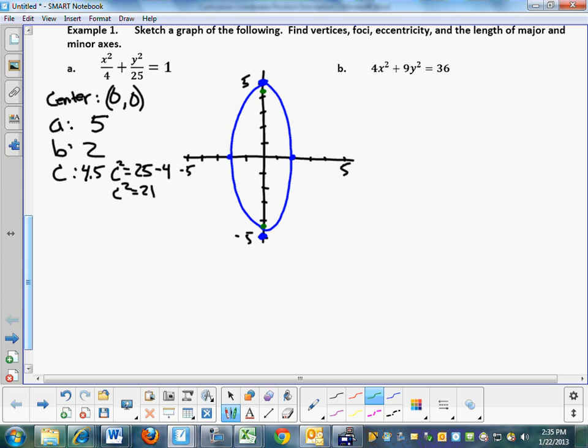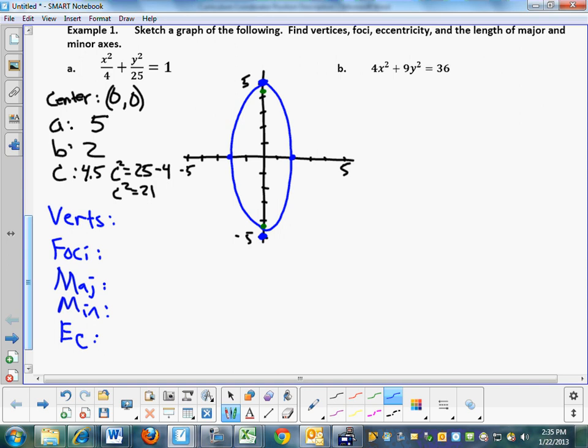The closer the number is to 1, the more squished or stretched it is. The closer it is to 0, the more it looks like a circle. Okay? And so let's now identify all the important characteristics. It says vertices, foci, major axis, minor axis, and eccentricity.